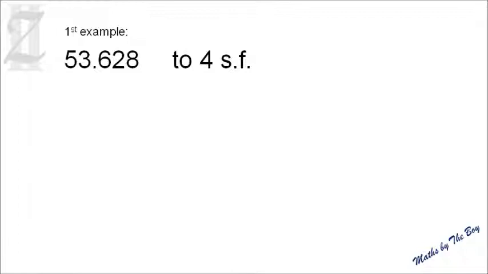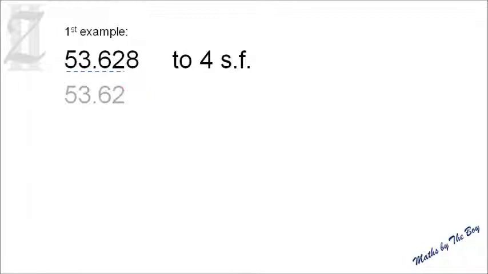So we start at the 5. 1, 2, 3, 4. What you've been asked to do is write your number, keeping the underlying digits the same and changing everything else to 0. Any 0 after a decimal point and at the end of the number can be removed, as it doesn't change the number.